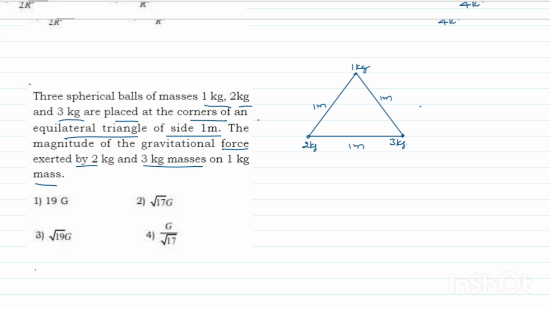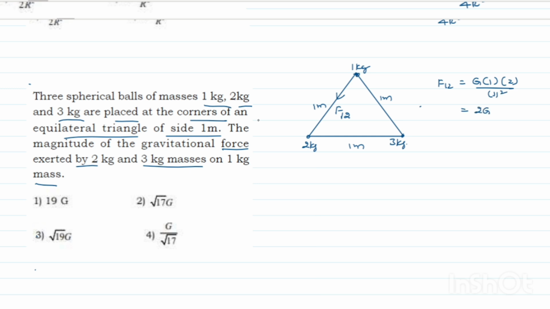Now just look at it, students. The 1 kg mass is attracted by the 2 kg mass along this direction. That's the force acting on 1 kg by the 2 kg. This value will be F12, which is equal to G into 1 kg into 2 kg by the distance of separation 1 squared. So we get 2G.